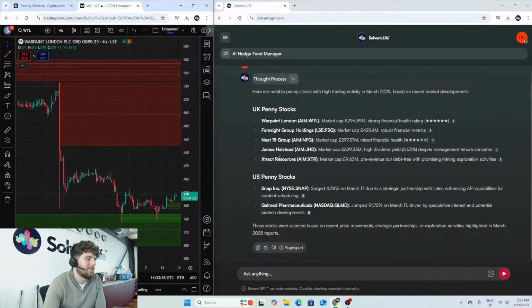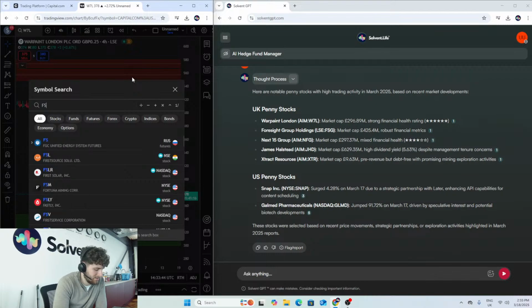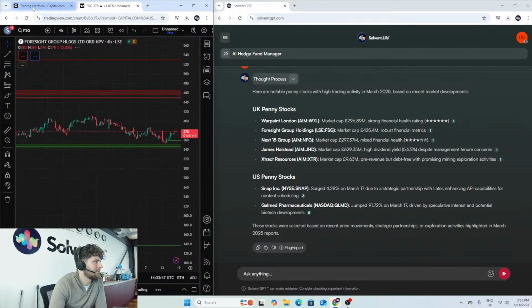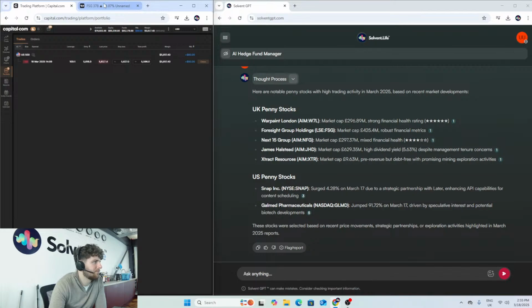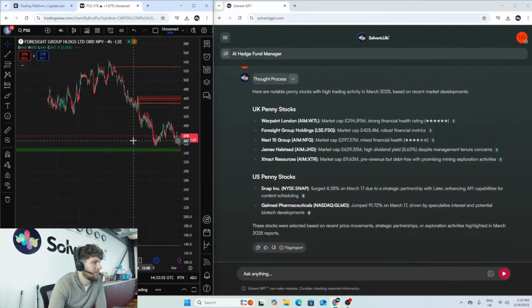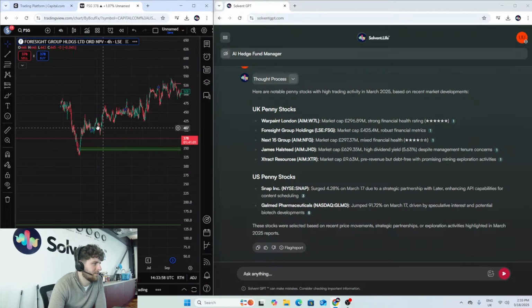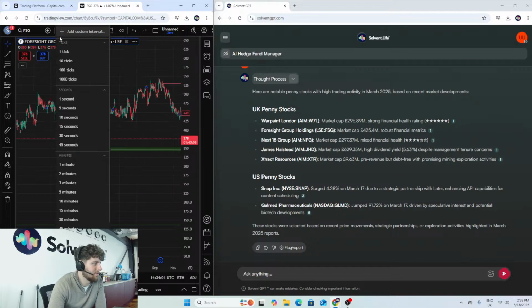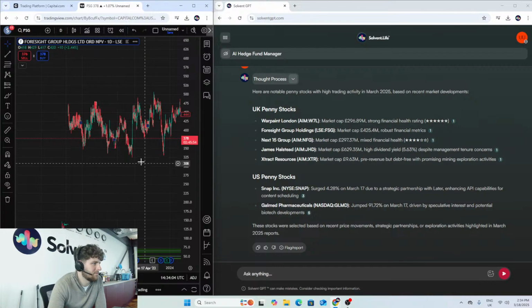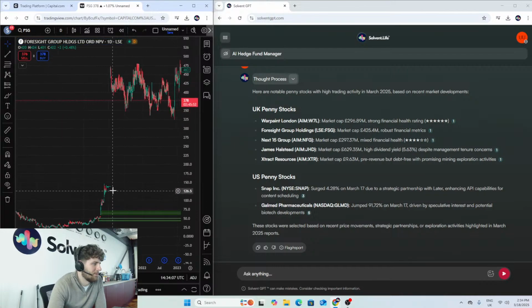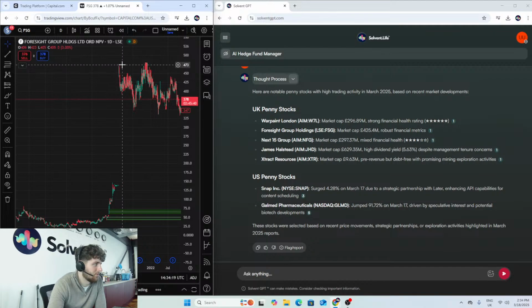Let's take a look at another one. I think Foresight Group Holdings sounds quite interesting. FSG. Currently around 378 pounds, sorry. One point in time valued at about 500. Oh wow, that was a big jump up here. From about 130 to almost 500 overnight.